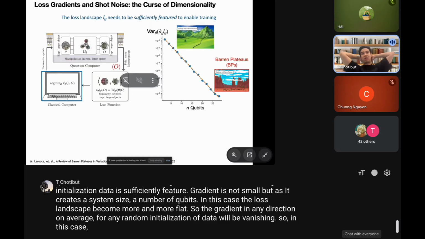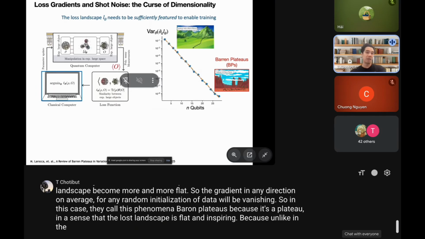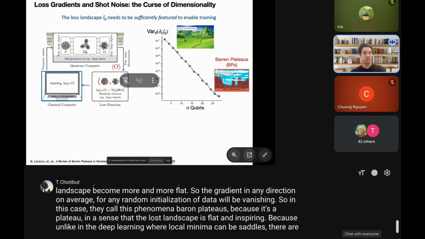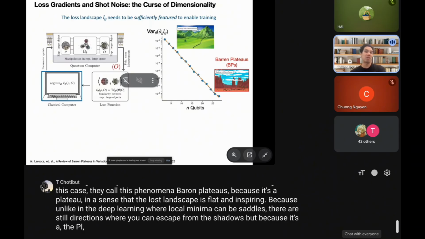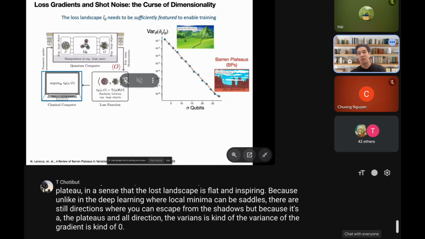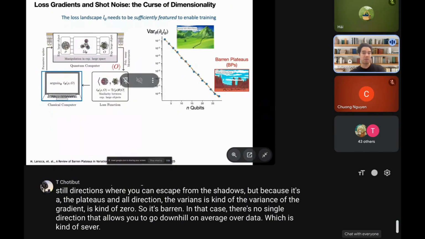In this case, they call this phenomenon barren plateaus, because it's a plateau in the sense that the loss landscape is flat, and it's barren because unlike in deep learning, where local minima can be saddles, there are still directions where you can escape from the saddles. But because it's a plateau in all directions, the variance of the gradient is kind of zero. So it's barren in that case. There's no single direction that allows you to go downhill on average over theta, which is a kind of severe problem.